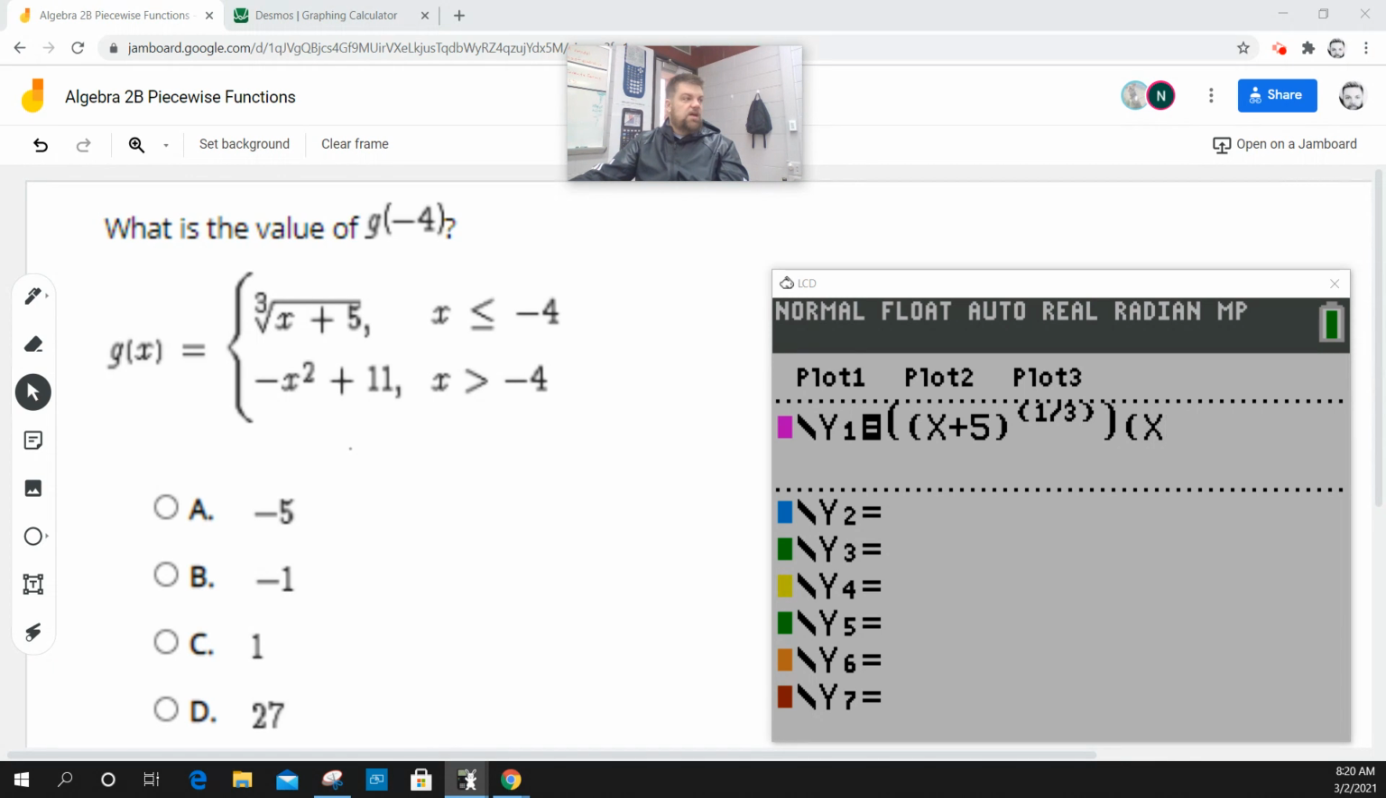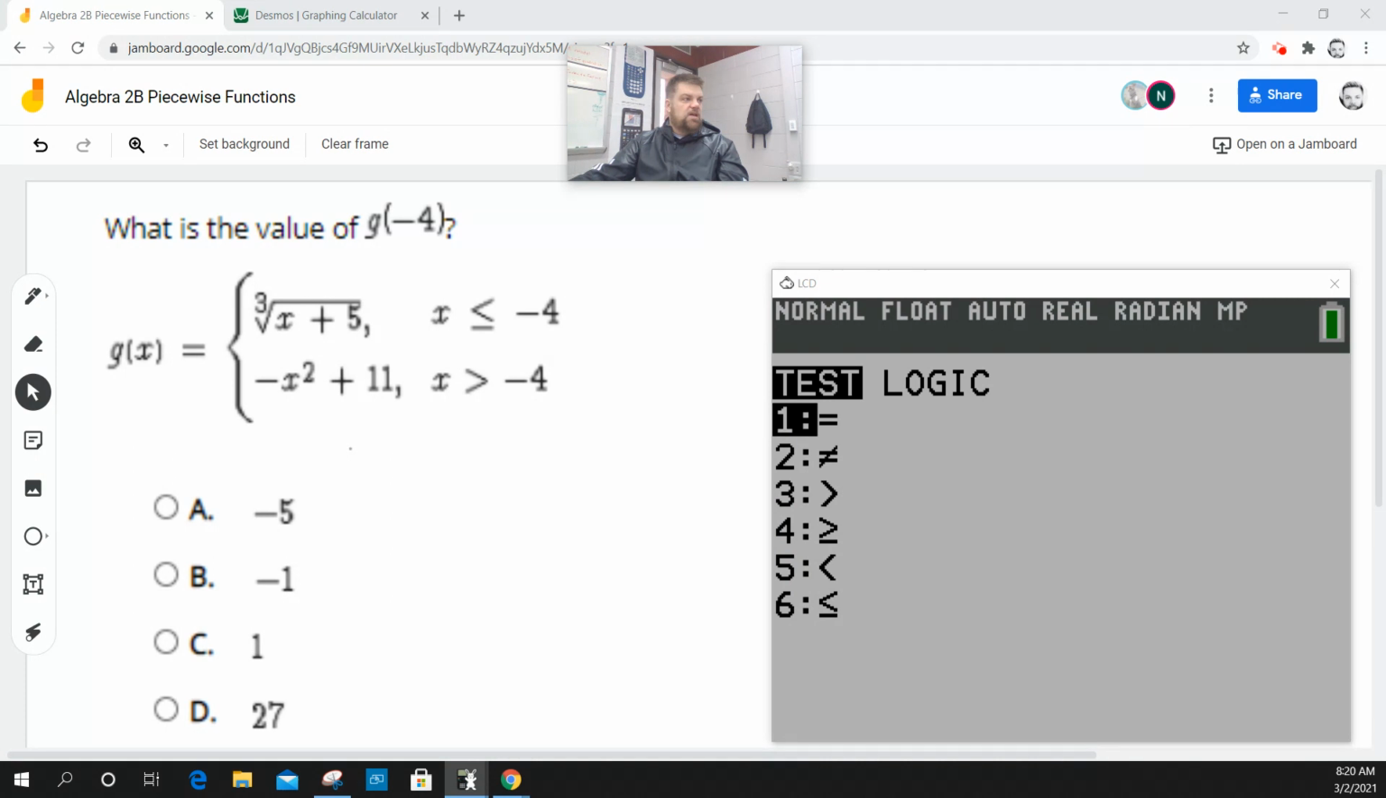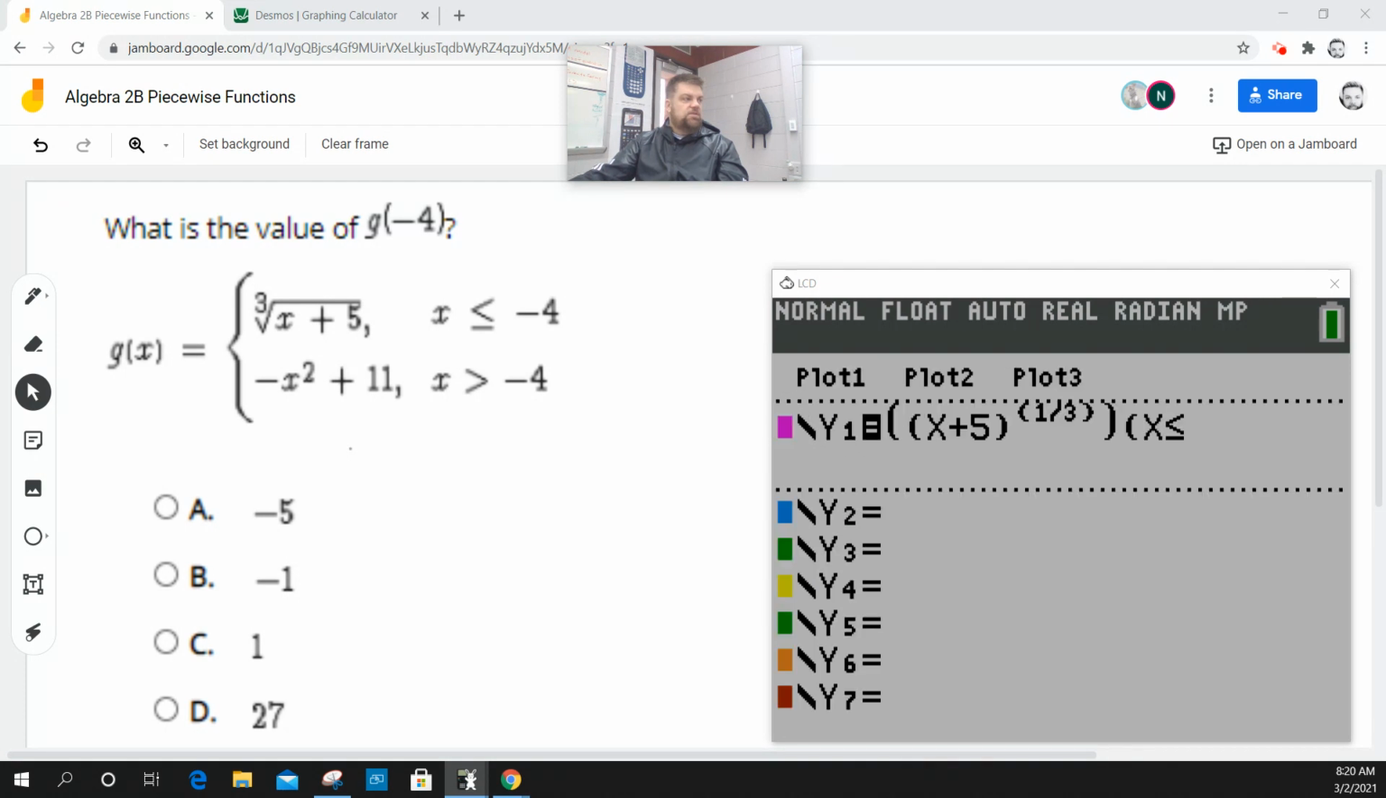So then I'm going to say x, I got to hit second math, less than or equal to. x is less than or equal to -4. Now remember, this is a -4. I'm not subtracting 4 from something, so I use the negative symbol on the calculator. Plus, the second part of the piecewise function has to go in parentheses: negative x squared plus 11.